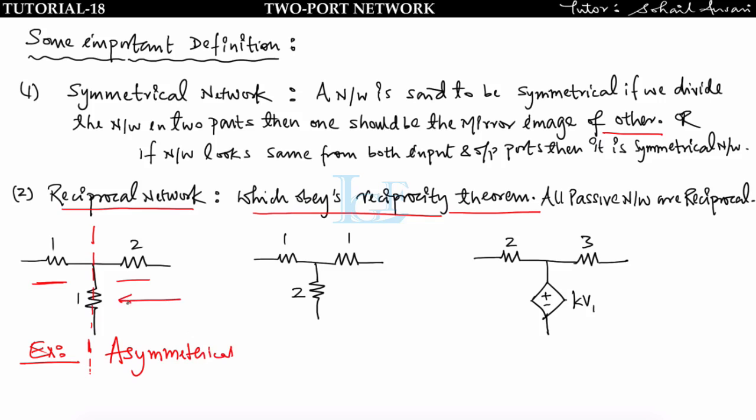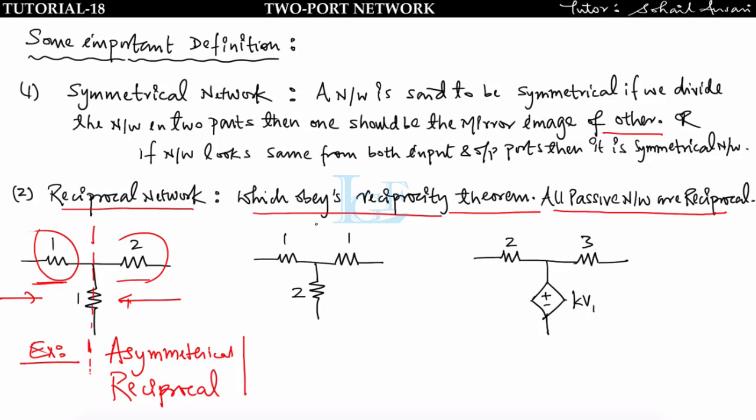See from here and see from here. Okay, the parameters are different. Like here I am getting 2 and here I am getting 1. So overall this is asymmetrical. And we know that all passive networks are reciprocal. So this is a passive network, so we can say that this is reciprocal.